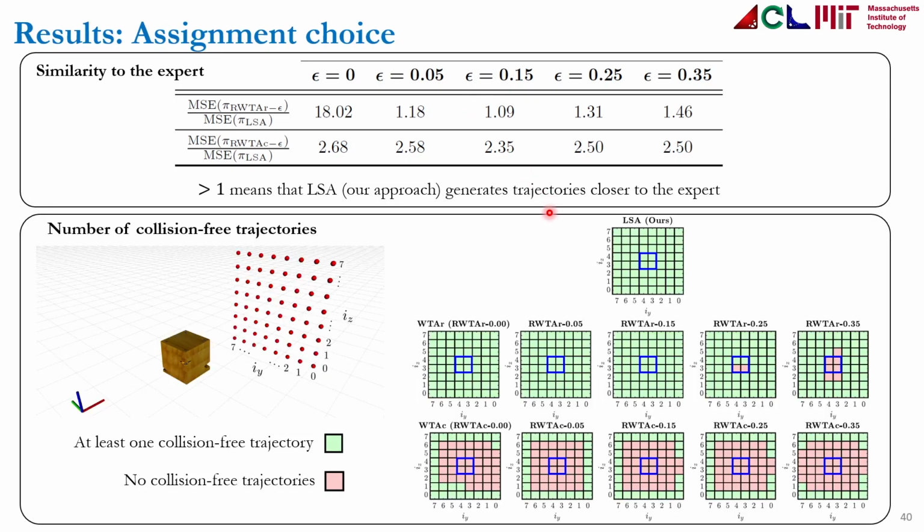And then we compare the number of collision-free trajectories. So for each one of these 64 goals, we plot them in this matrix. So every cell of this matrix represents a different goal in this 3D environment. A square is green if we are able to obtain at least 1 collision-free trajectory, and a square will be red if the algorithm has not been able to obtain at least 1 collision-free trajectory. So as you can see, our algorithm, which is this one, is able to obtain at least 1 collision-free trajectory for all the 64 goals tested.